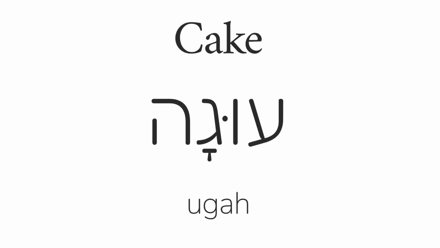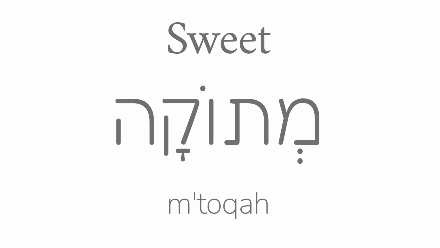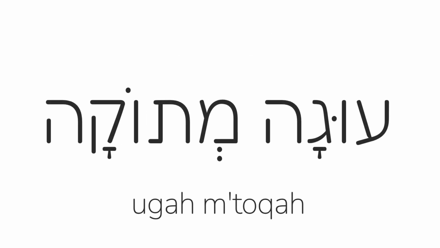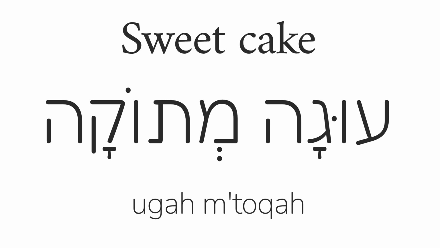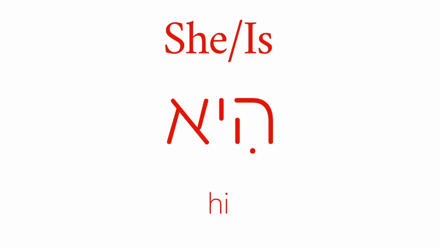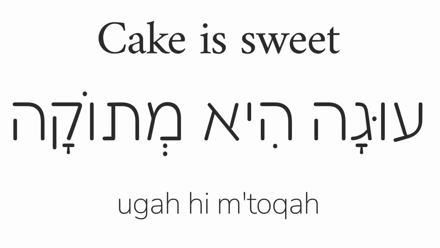And we can say "cake is sweet" like this. Cake is "uga," a feminine singular noun, and the feminine singular form of "matok," sweet, that will agree with that noun is "matoka." But we can't just say "uga matoka" to mean "cake is sweet," because that means "sweet cake." So we have to put a pronoun meaning "is" for "uga" between the two words. That pronoun will be "hi," the feminine singular pronoun "she," to go with "uga," a feminine singular noun. So "cake is sweet" in Hebrew is "uga hi matoka." Uga hi matoka.